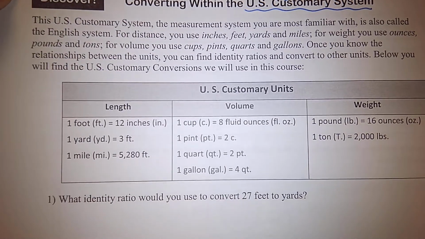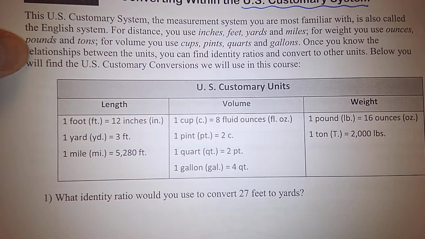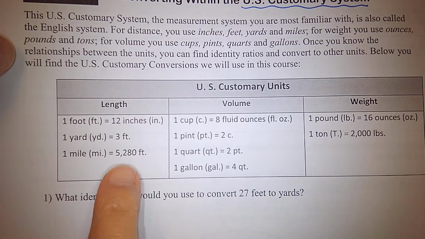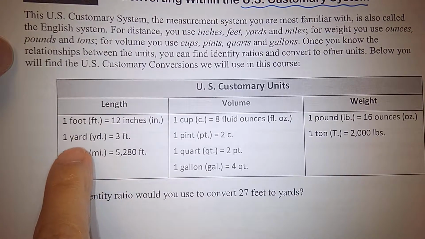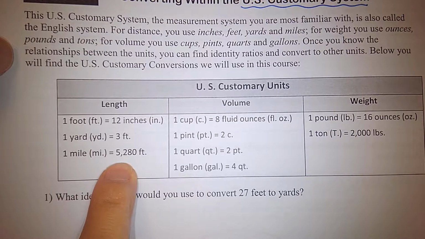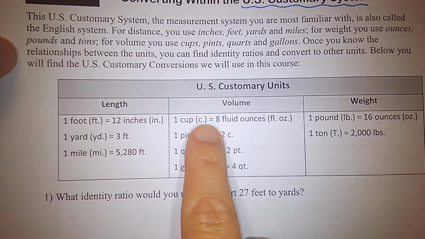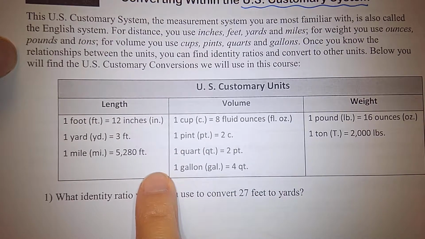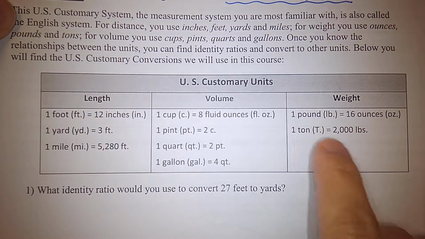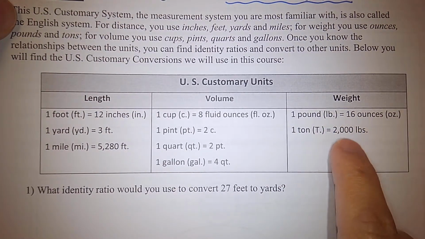Below, you'll find the other U.S. customary conversions we will use in this course. 1 foot equals 12 inches, 1 yard equals 3 feet, 1 mile equals 5,280 feet, 1 cup equals 8 fluid ounces, 1 pint equals 2 cups, 1 quart equals 2 pints, 1 gallon equals 4 quarts, 1 pound equals 16 ounces, 1 ton equals 2,000 pounds.